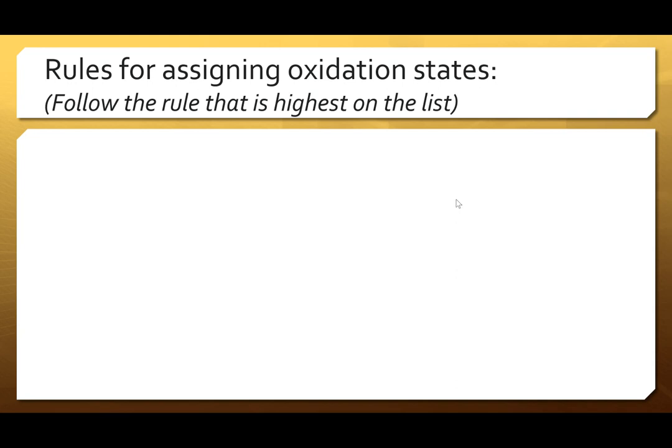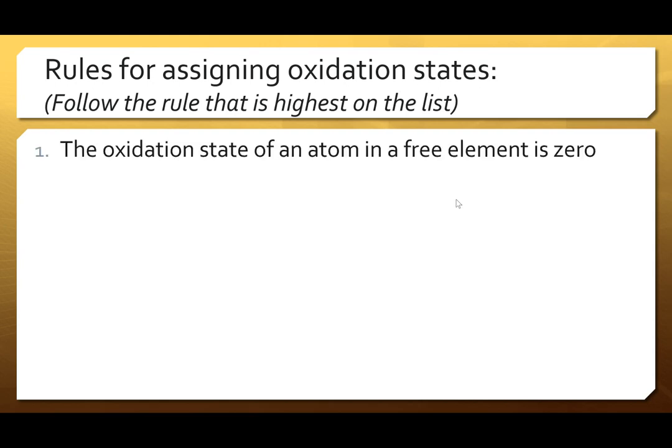So, rules for assigning oxidation states or oxidation numbers. This is a hierarchy list, so the rules that are highest on the list are the most important. They trump other rules. The rules lowest on the list come after everything else. First, the oxidation state of an atom in a free element is 0. If you have something like iron metal by itself, just Fe, that has an oxidation state of 0. Diatomics like O2 and Cl2 are also free elements, so the oxidation number for O2 is 0, and for Cl2 is 0.